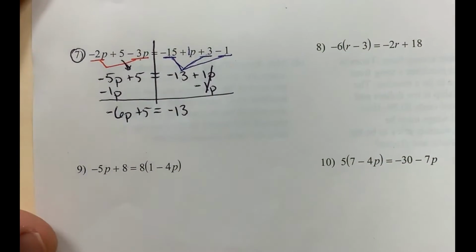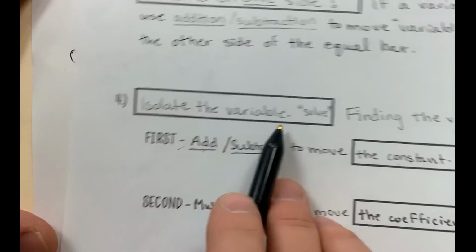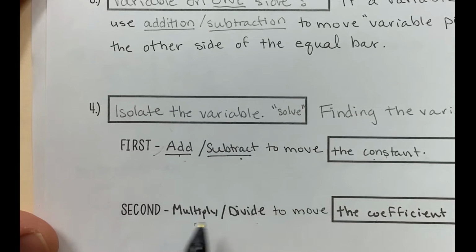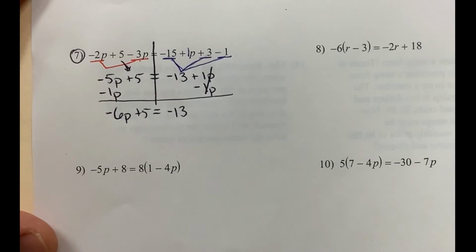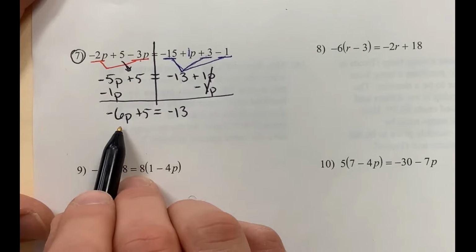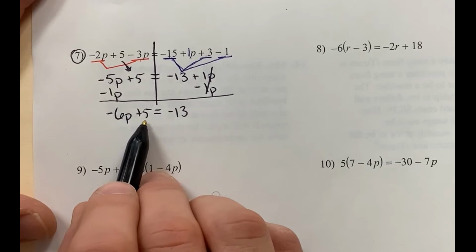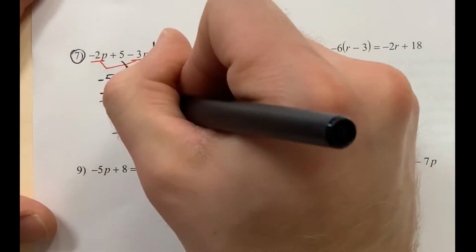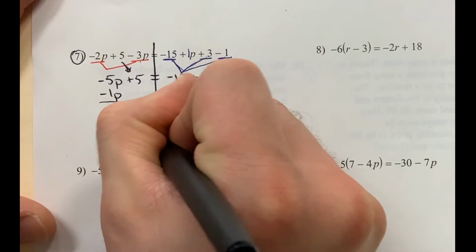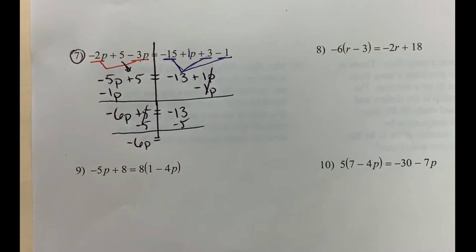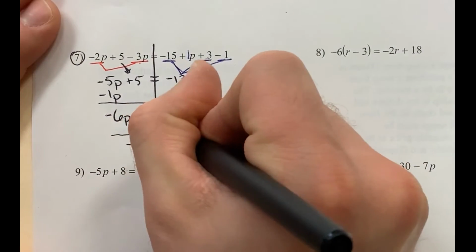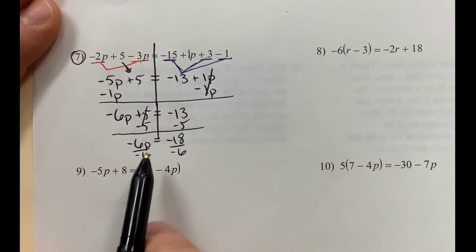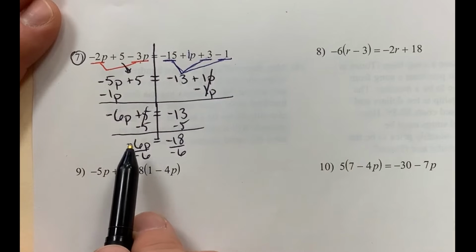And now we are at guideline 4, isolate the variable, move our constant first by addition, subtraction, coefficient second by multiplication or division. So with that said, let's do it. Variable on the left side, I move this 5 here because that's my constant. I'm going to -5 from both sides. That cancels. So I get -6p equals a -13 minus 5. You can double check my work in a calculator. That'd be a -18.